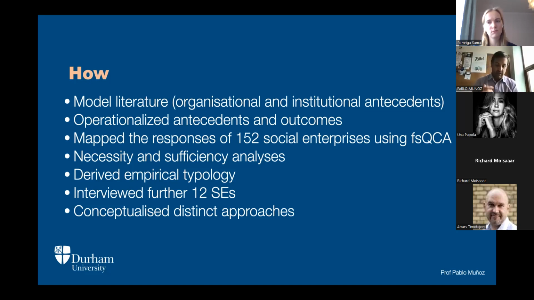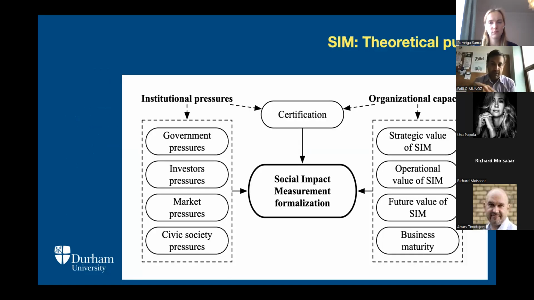And then we engage in another round of data collection. We interviewed another 12 from this 152 to try to make sense of the typology, the different types emerging from this analysis, right? What we didn't have at that stage is a model, right? So we didn't have a collection of conditions. So the first thing we did, if you read the paper, I think it's very useful in that sense, because it gives you a way of mapping antecedents and outcomes in social impact measurement. So it was a big review of literature, and we came up with that model, right?